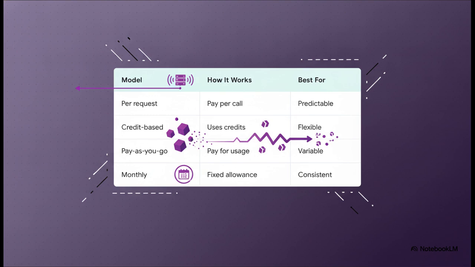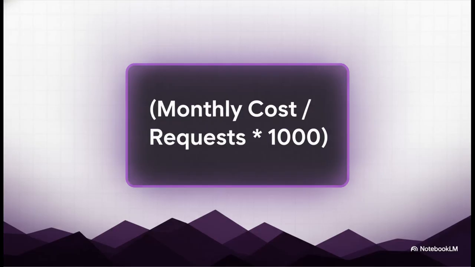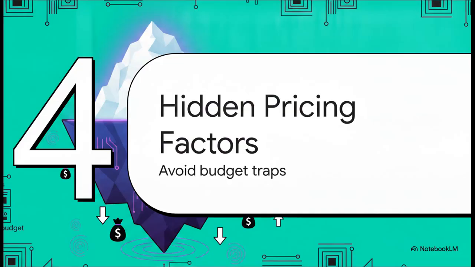You can probably spot the tension here right away, right? Predictability, like a fixed monthly fee, often competes directly with the flexibility of a pay-as-you-go or a credit system. Now, if you just want a quick back-of-the-napkin comparison between two different plans, here's your baseline formula. You take the monthly plan cost, divide it by the included requests, and multiply by 1,000. This gives you your cost per 1,000 requests. So if a plan is $100 for 50,000 requests, that's $2 per 1,000. It's simple math. But actually, scratch that. As we're about to see, relying on this formula alone is incredibly dangerous if you don't know what's lurking beneath the water. Which brings us to Section 4, Uncovering Hidden Pricing Factors.